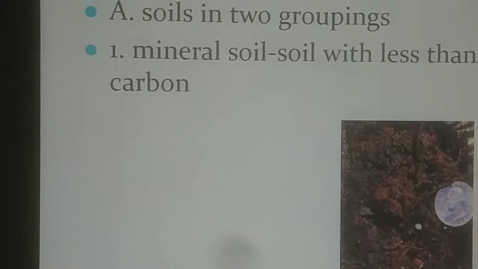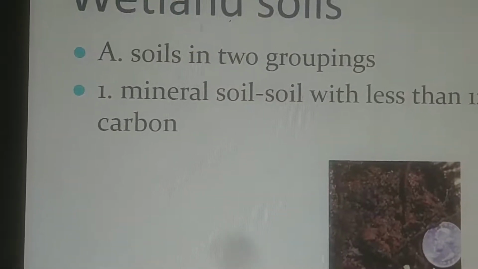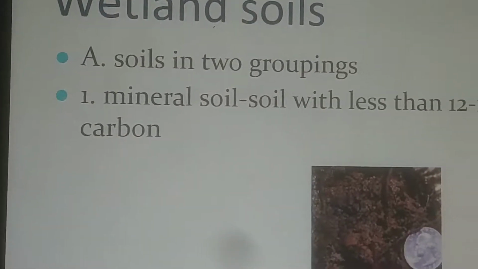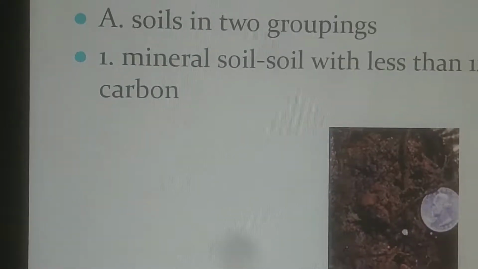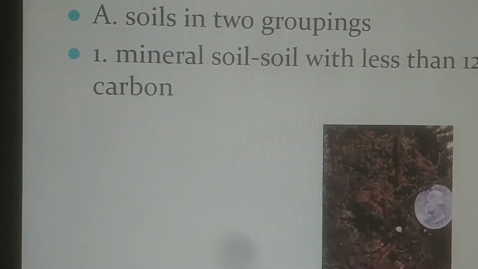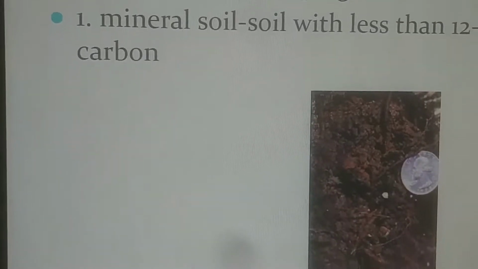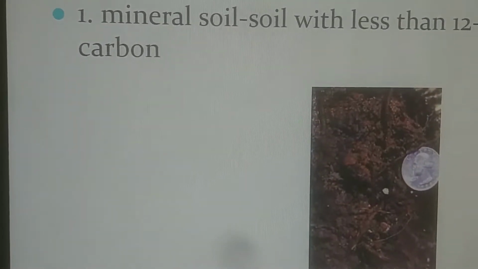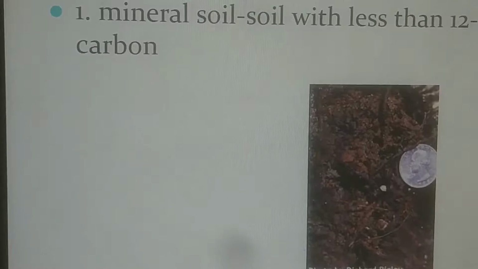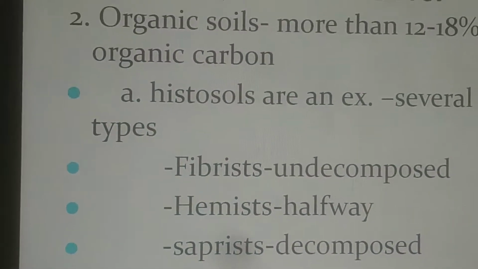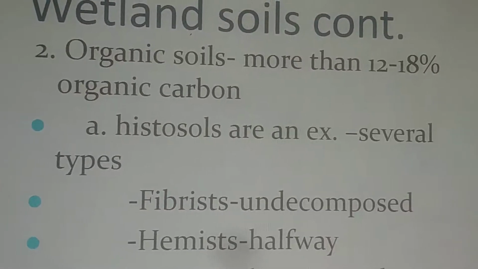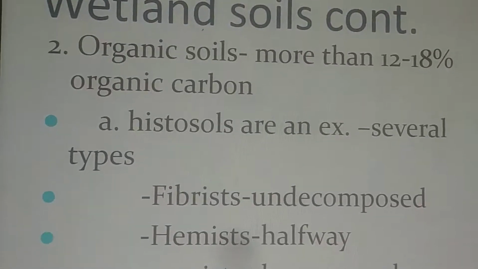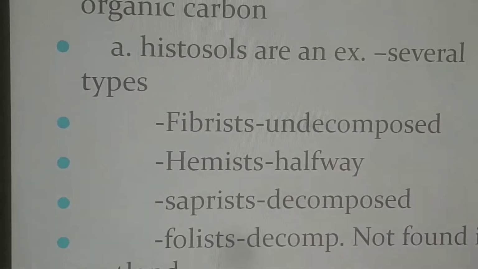Okay, and then the soils. Soils are in 2 groupings. You've got mineral soil. It's kind of written poorly: less than 12 to 18% organic carbon. So it's very mineral. You don't have a lot of organic matter. Or you do have organic matter, but not nearly as much as these guys here, the histosols, where it is 12 to 18% or more. Technically, it should be 18% or more. And there are several types of those.